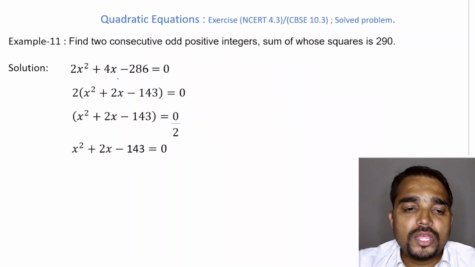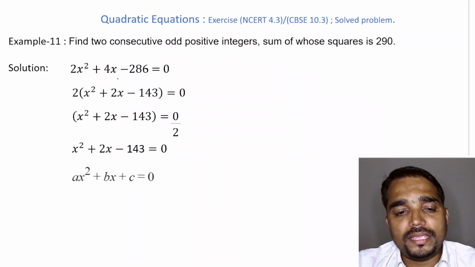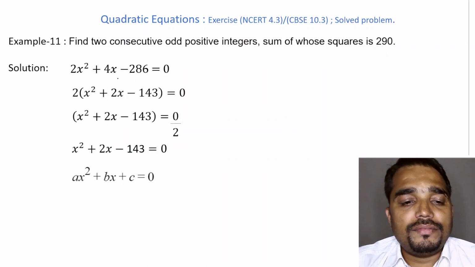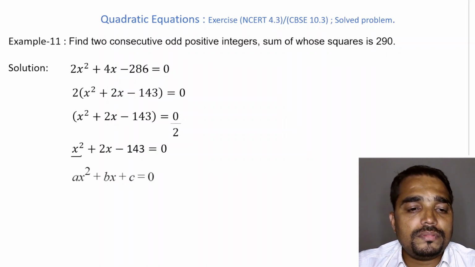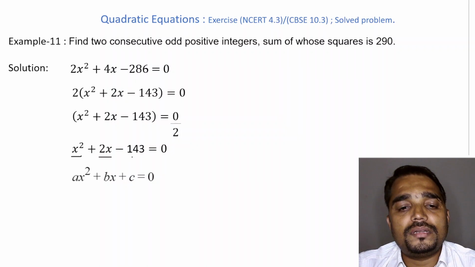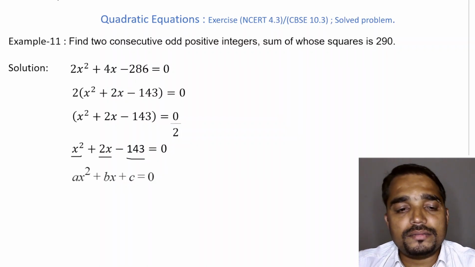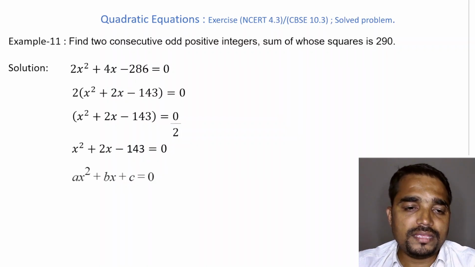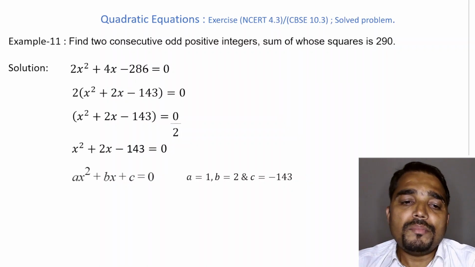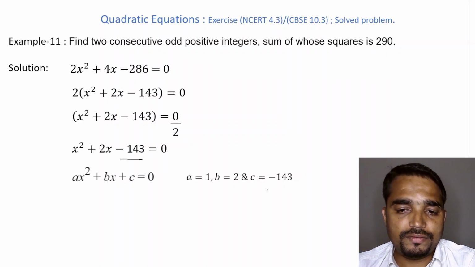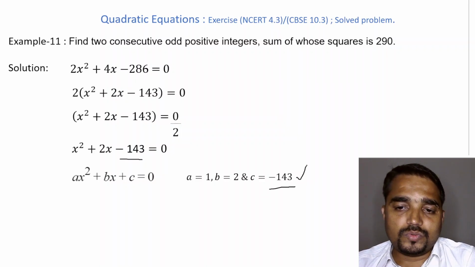This equation looks like the standard form, that is ax square plus bx plus c. It contains the first term as an x square term, the second term as an x term, and the third term is a constant term. Therefore, upon comparison of coefficients and the constant, we can conclude that a is equal to 1, b is equal to 2, and c is equal to minus 143. That is what is noted down.